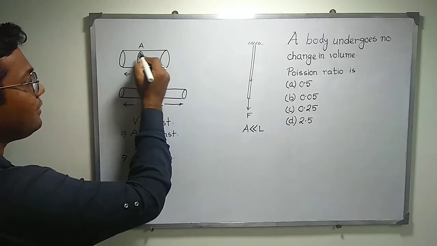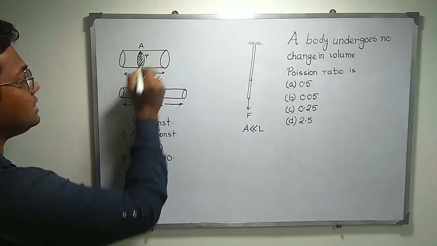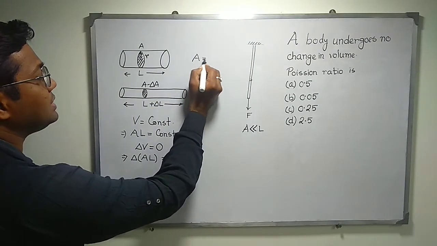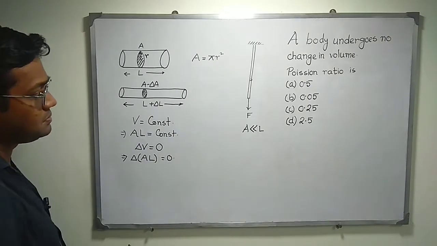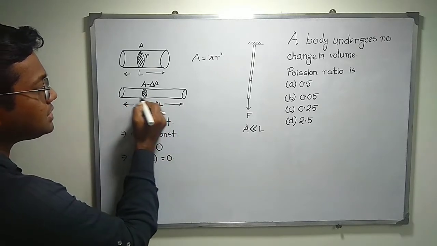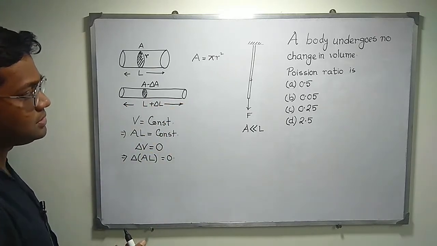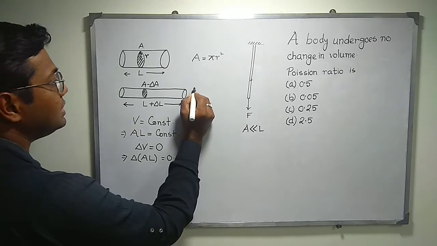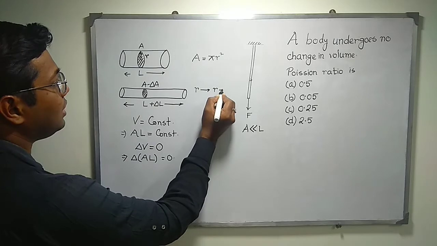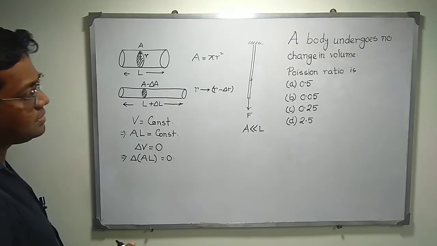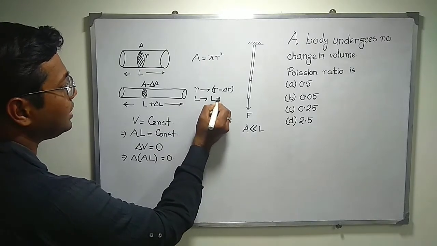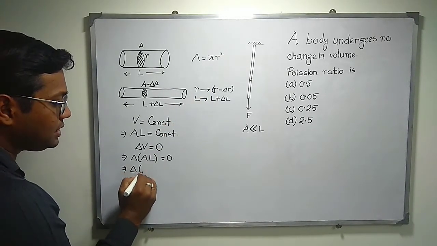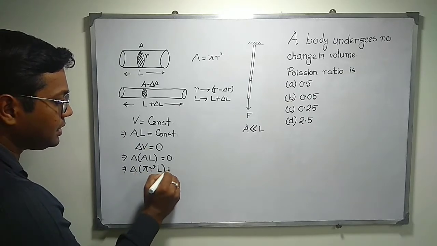Now just think that if small r is the radius of that cross section, then capital A is equal to pi r square. Due to this extension or deforming force, the cross-sectional area capital A is decreased. That's why the radius is decreased from r to r minus del r, and the length is increased from L to L plus del L. Now if I replace capital A by pi r square, then it will be pi r square into capital L equal to constant.